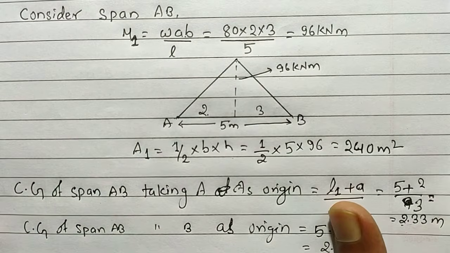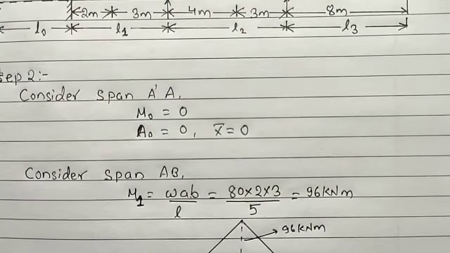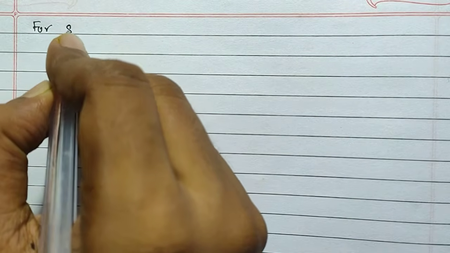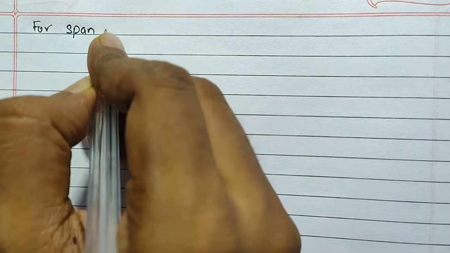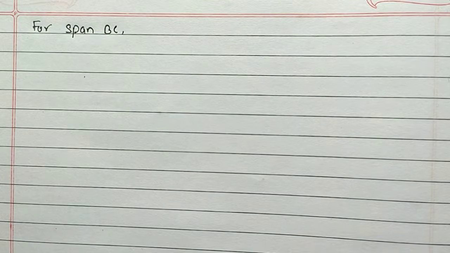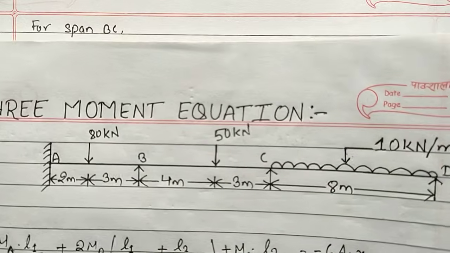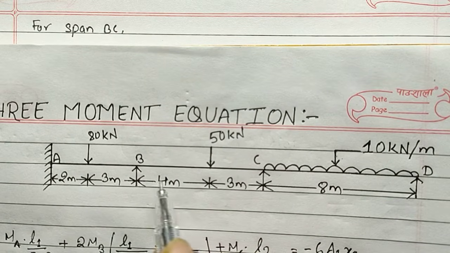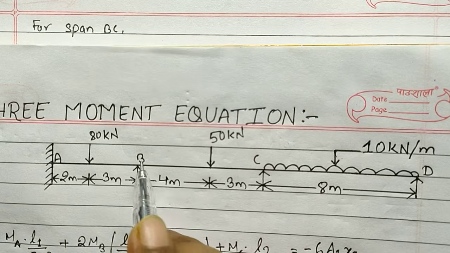Now let's move. It was for span AB. The same step we will perform for span BC. So let's write it down here. For span BC, here is a diagram. For span BC, we have the point load acting away from the CG of this span BC.